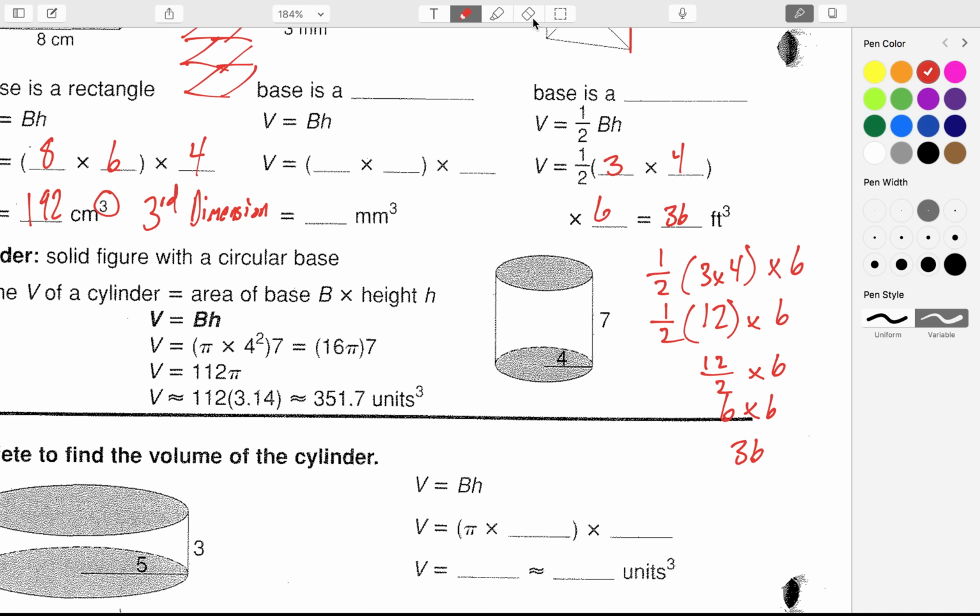Okay? So let me bring attention to that because I know this is the most confusing part. When you multiply this, you'll get the fraction here, 12 over 2. 2 goes in 12, 6 times. So if you really want to make it clear, you can put this over 1.